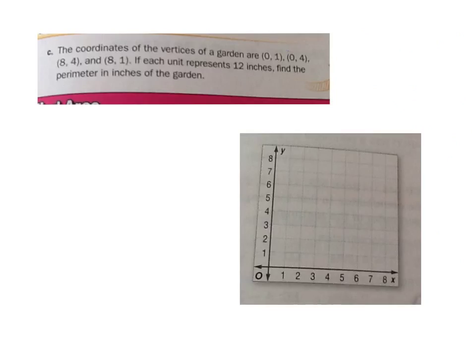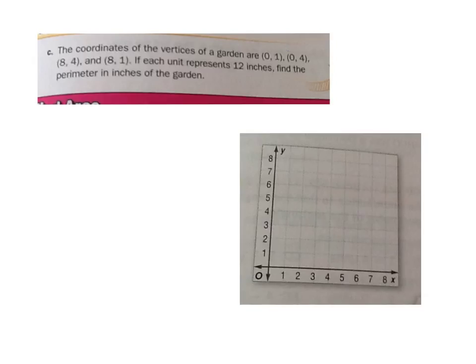You can follow along with me on page 707. We are going to be doing letter C. The coordinates of the vertices of a garden are 0, 1, 0, 4, 8, 4, and 8, 1. If each unit represents 12 inches, find the perimeter in inches of the garden.